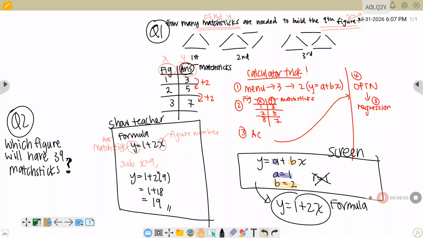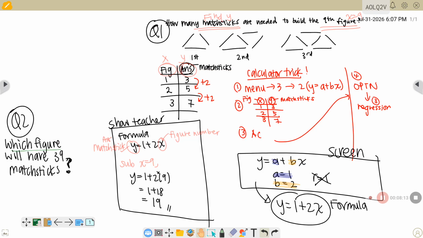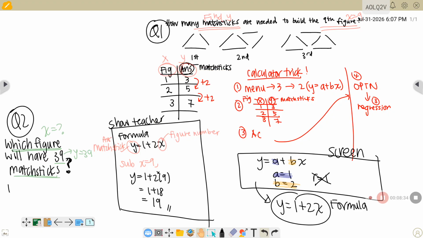So now we're going to go to the next question. This is a working backwards question, right? So can you see, when they say which figure, are they asking for the x or the y? Okay, so they want to find x. How much? And they tell you that there are 39 matchsticks. So is this the x or the y? They tell you y is 39, right? So do I have the formula already, guys? Yes or no? So we write to the teacher that we know the formula. What's the formula? y is equal to 1 plus 2x.